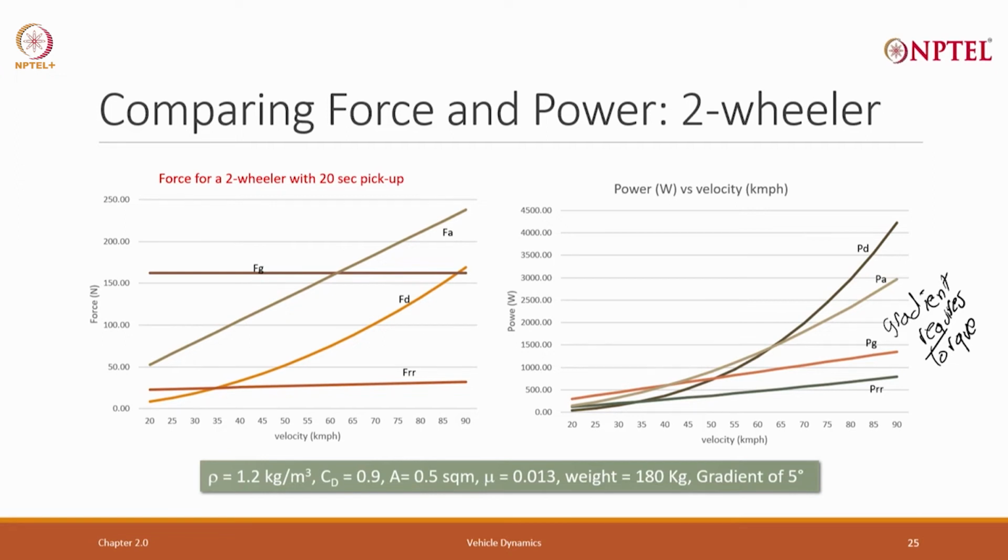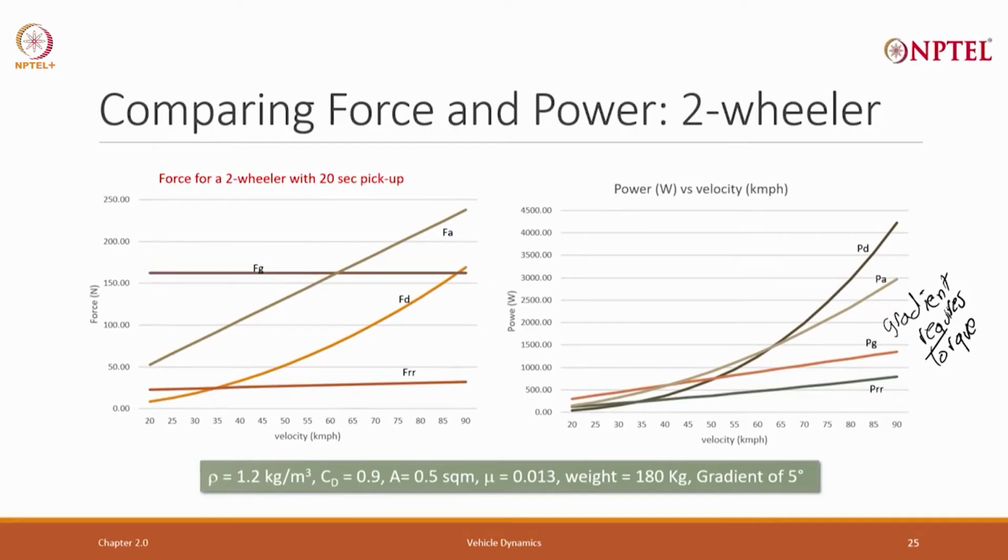So, if you look at it, it is a gradient torque, which is not a function of velocity, and it is acceleration torque which is going to be the problematic thing. Now, as I pointed out, gradient is never done at high speed. So, for the power curve you really do not have to worry about it at high speed.